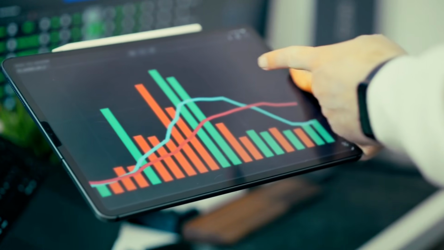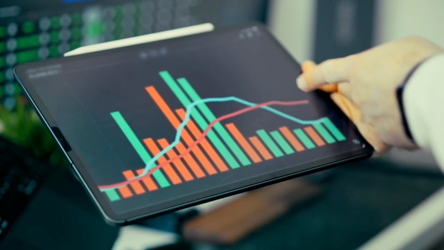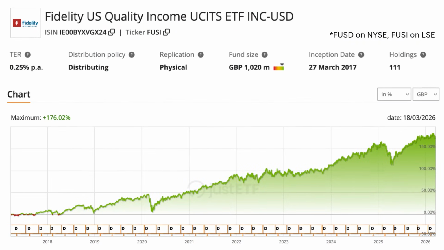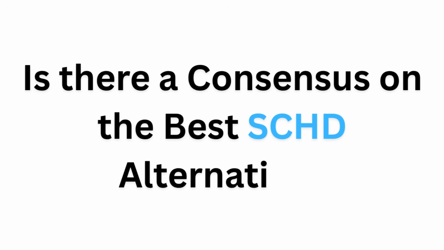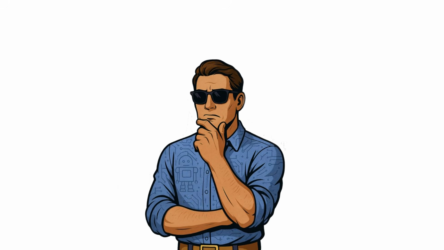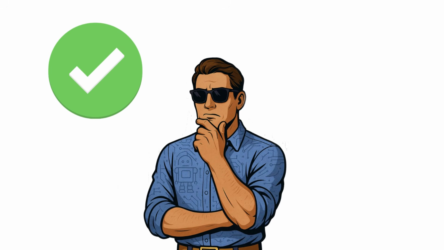But here's the most important takeaway. Even when removing all outside influence, FUSD still shows up. So we've now seen FUSD appear in the Trading212 community, YouTube Finfluencers, ChatGPT, Google Gemini, and now my own independent data analysis. At this point, it's no longer just a suggestion, it's a pattern. So the big question now is, is there actually a consensus on the best SCHD alternative? The answer is yes and no.